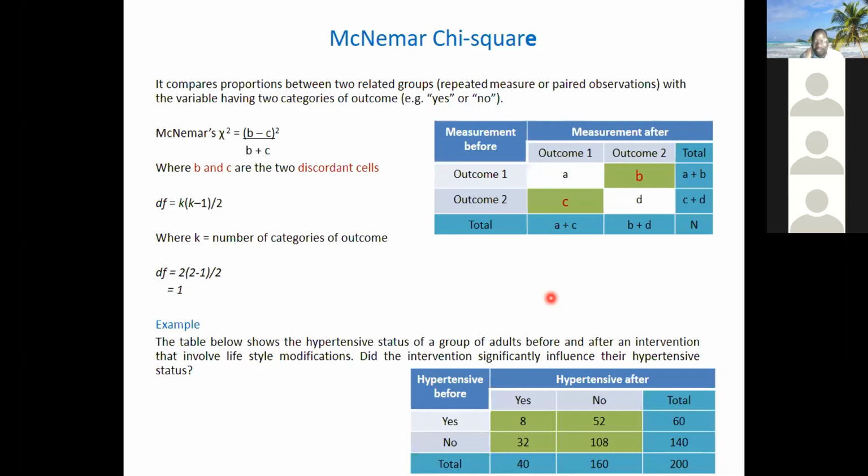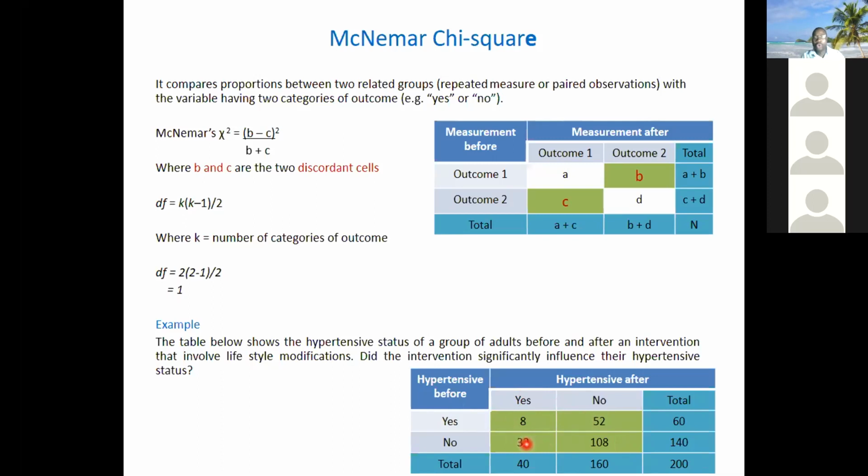Now you're going to see there are 4 categories. So the middle, all this total, that's the total. This is a 2 by 2 table. There are those 4 categories. These 8 are the people that were hypertensive before and were hypertensive after. These 108 are the people that were not hypertensive before, and after still are not hypertensive. These 152, they were hypertensive before, but later they are no more hypertensive. These 32 were not hypertensive before, but later they became hypertensive.